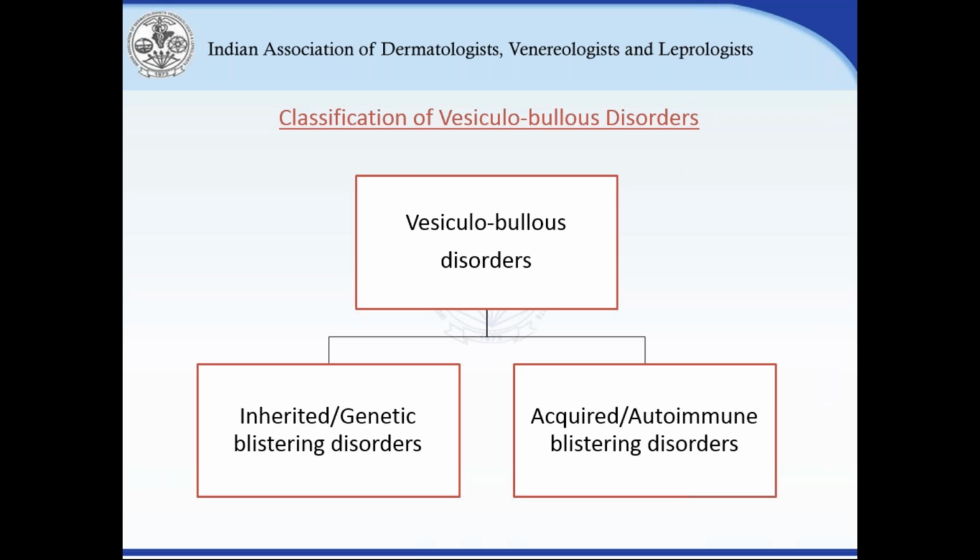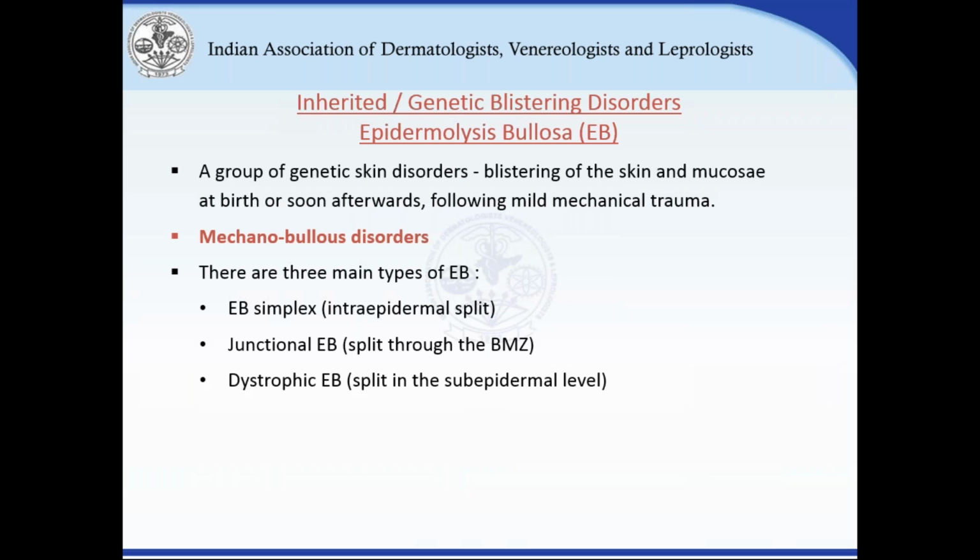So here is the classification. Vesicular-bullous disorders can be either inherited, which are genetic blistering disorders, or acquired, which are also known as autoimmune blistering disorders. It is not necessary that all blistering disorders will be autoimmune, but most of them are. Now, first we'll talk about inherited or genetic blistering disorders, and they are grouped under this broad term, epidermolysis bullosa. This is a group of genetic skin disorders, that is, there is blistering of the skin and mucosae.